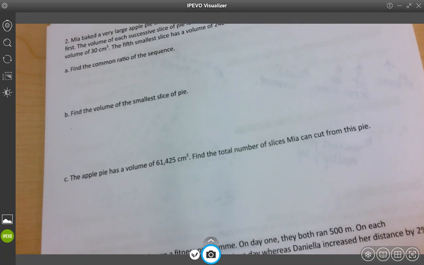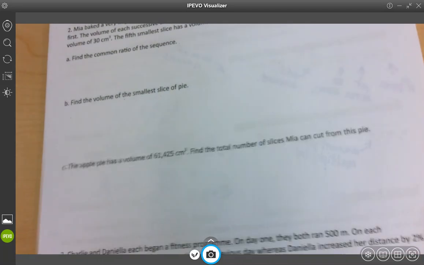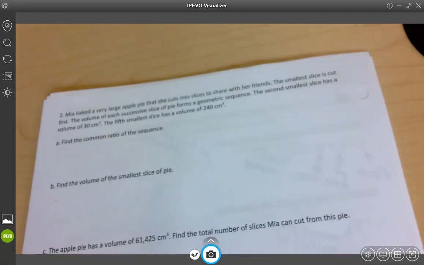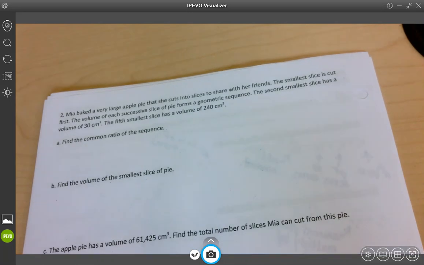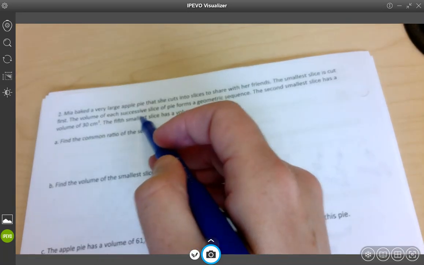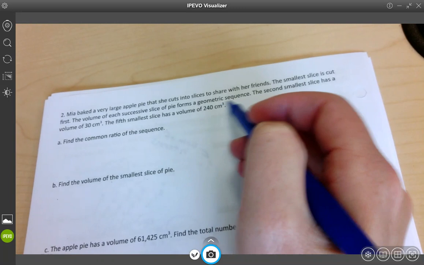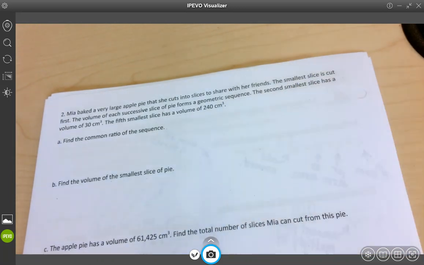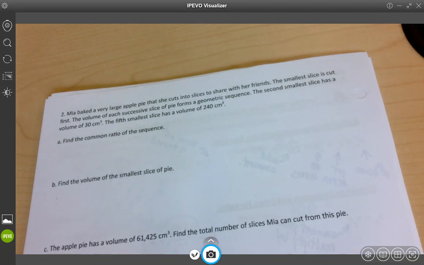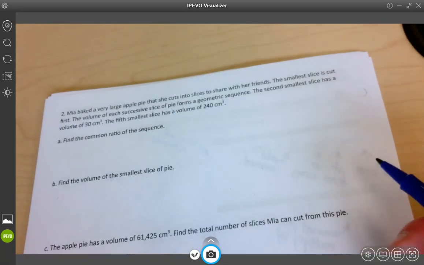All right, so Mia baked a very large apple pie that she cuts into slices to share with her friends. The smallest slice is cut first. The volume of each successive slice of pie forms a geometric sequence. That means like the next piece might be twice as big as the first piece, and then the next piece might be twice as big as that. I don't know though, because I don't know what the R is. So maybe it's only like 1.1 times the volume.